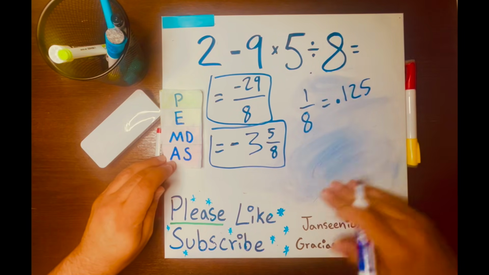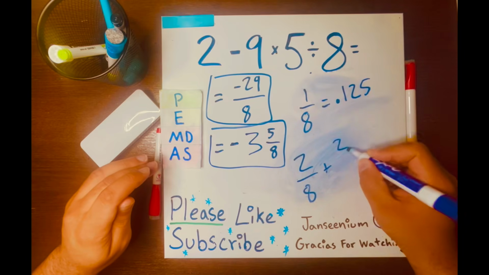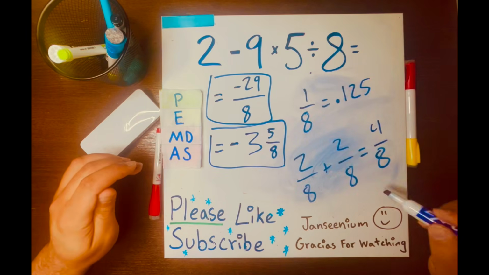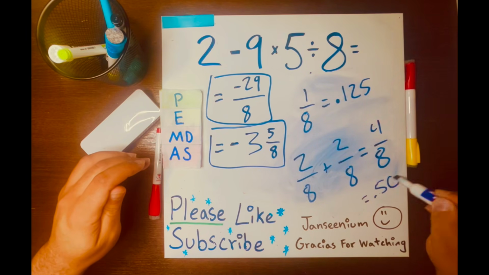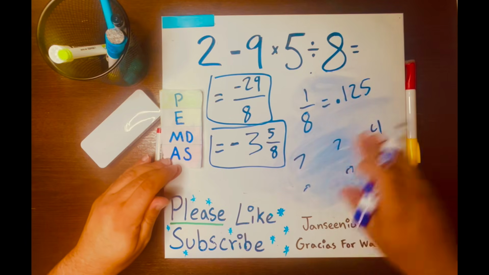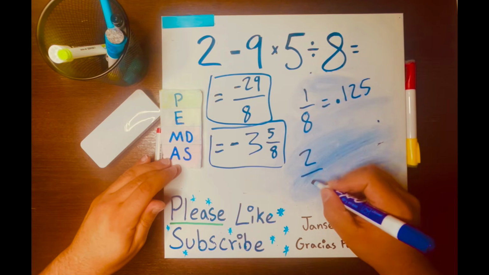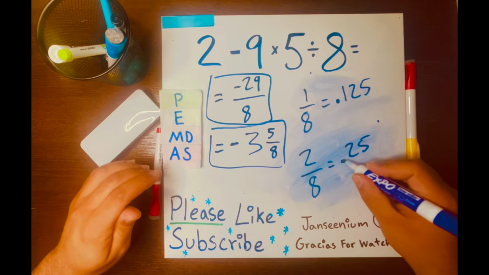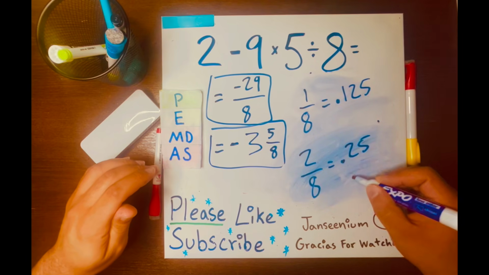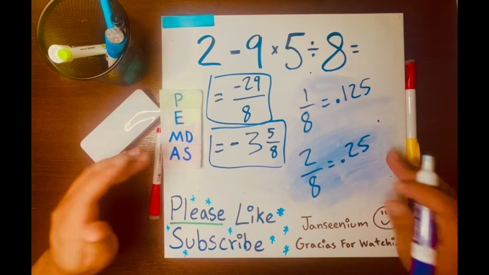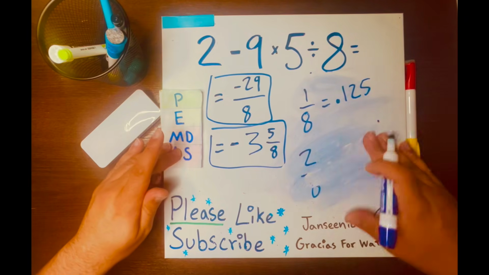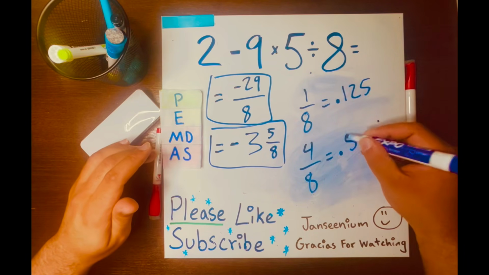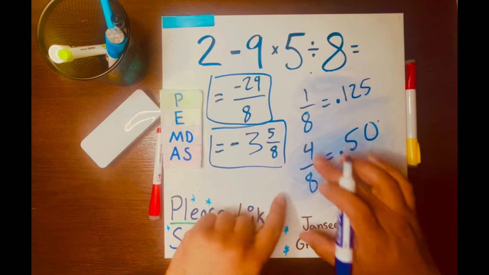So if we add 2/8 plus 2/8, that is 4/8. So that is 50 cents, or 0.5. All I did was, 2/8 equals 0.25, and then just double it, right? 0.25 plus 0.25 is 50 cents, or 0.50, or 0.5. But now, look, we got 4/8, which is 0.5, or 50 cents. We covered 4 out of the 5.